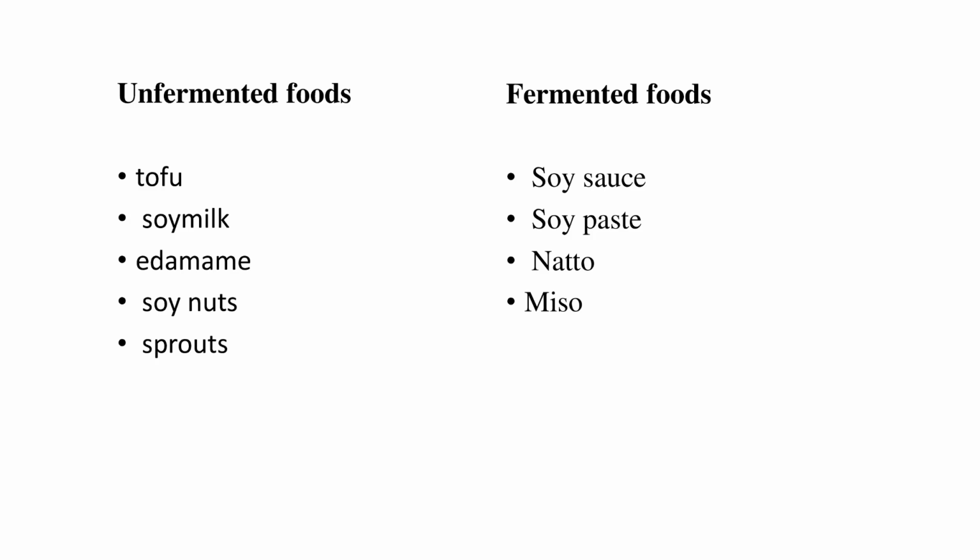Soybean also has unfermented foods: tofu, soy milk, edamame, soy nuts, and sprouts. Soybean also has fermented foods. We have soy sauce, soy paste, natto, and miso.